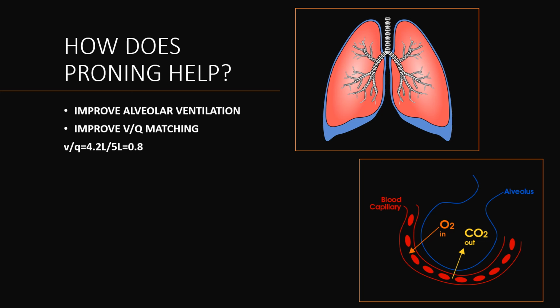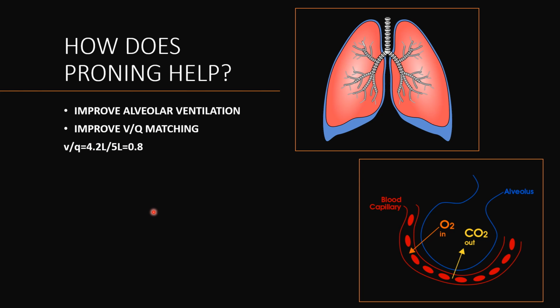Proning will also help in VQ matching. What do you mean by VQ matching? V means ventilation, Q means perfusion. Ventilation means the amount of air which comes into the alveolus, normally around 4.2 liters. Q means perfusion, the amount of blood passing into the blood capillaries. The amount of blood passing in 1 minute is known as cardiac output, around 5 liters, and the air is around 4.2 liters. So the ratio is 0.8, which is approximately equal to 1. So that is in the normal patient.